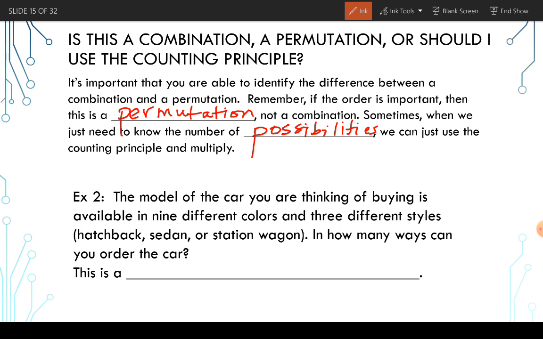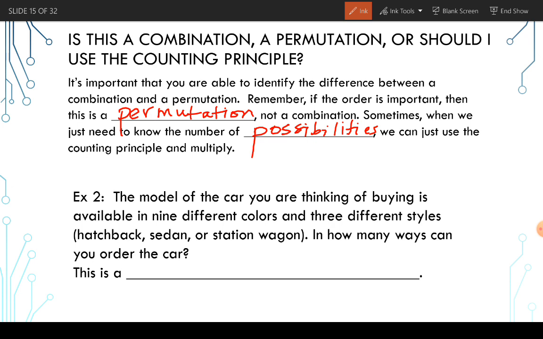Well, if we were using permutation, does it matter the order of things? Okay. In this case, we're talking about cars that we want. We're not racing them. We're not valuing them in any way. So we really don't care about the order in which we decide which car we want. Okay, so that leaves us to the combination or the counting principle.